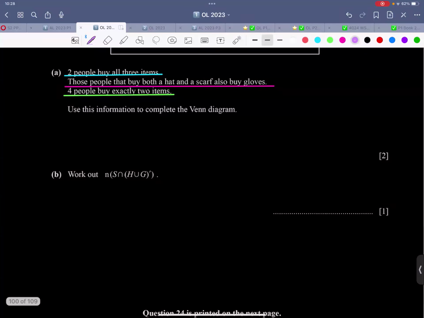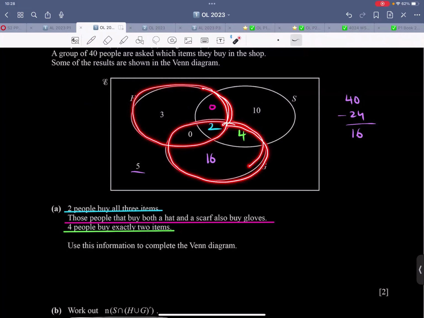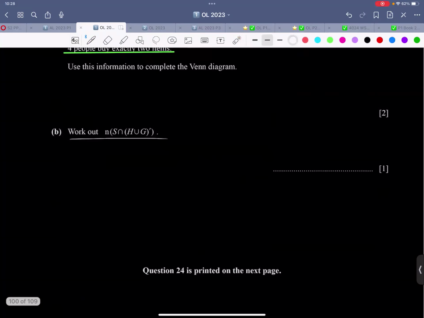Now it says work out H union G whole complement intersection with S. So H union G, this is H, this is G, this is the union. Now the complement of H union G is 10 and 5. But we want to intersect with S, so the only answer left is 10. So let me write a 10 over here.